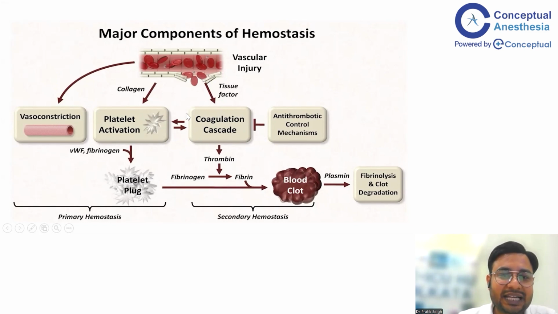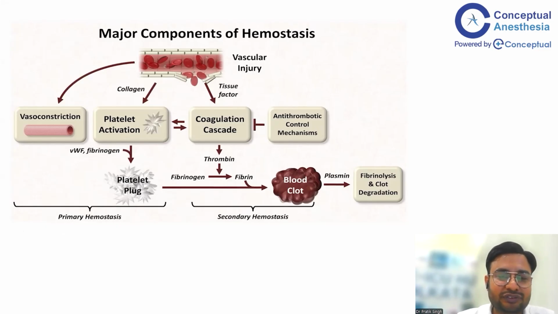So it is a kind of a both-way traffic. Platelet activation leads to coagulation cascade activation, and the coagulation cascade also leads to platelet activation. So when the platelet activation happens with the help of von Willebrand factor and fibrinogen, there is a formation of a platelet plug, and this is called primary hemostasis.